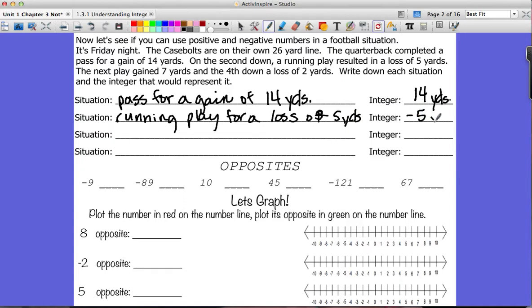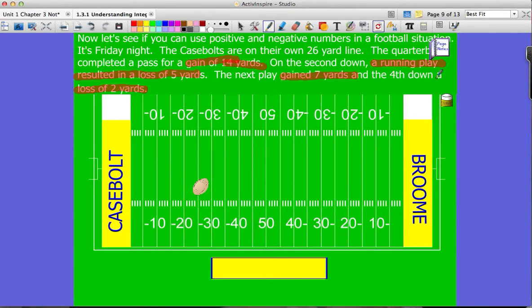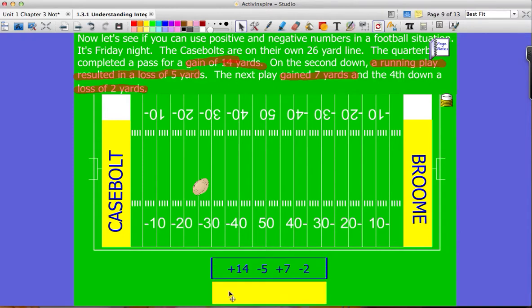So it would be a negative 5 yards. Right, so the next one would be a gain of 7 yards with 7 just as your integer. And then the last one would be a loss of 2 yards with -2 as your integer. Okay, so you should have 14, -5, 7, and -2.